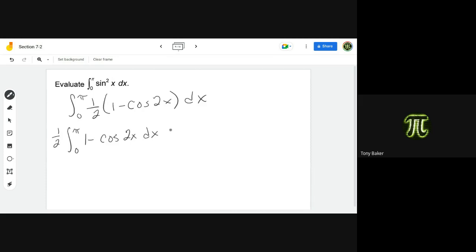So what is the integral of 1? That's x. What's the integral of cosine 2x?